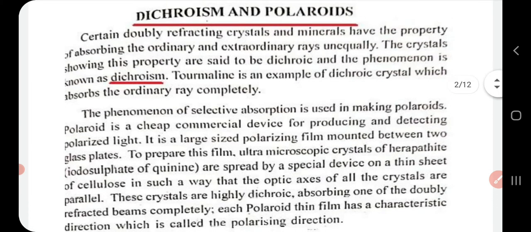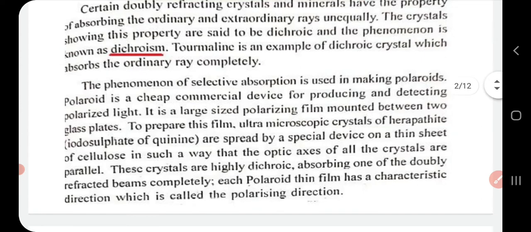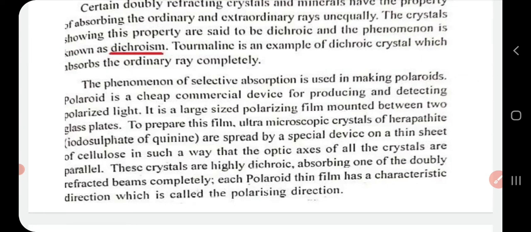So these paragraphs are all important: one is to define dichroism or what are dichroic crystals, and how a dichroic crystal is made, the procedure, and finally the uses of Polaroids.